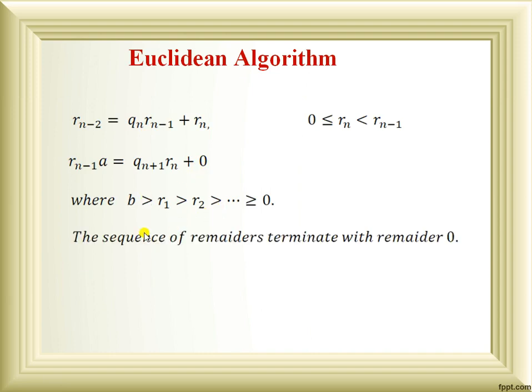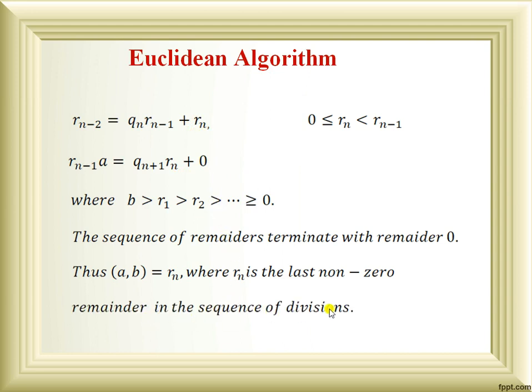Therefore the sequence of remainders terminates with remainder 0. Thus (A, B) is equal to Rn, where Rn is the last non-zero remainder. So we take this non-zero remainder as the GCD of the given problem. But we need to continue up to the zero remainder. The previous step's non-zero remainder is our final GCD. So let us have the problems under this category.